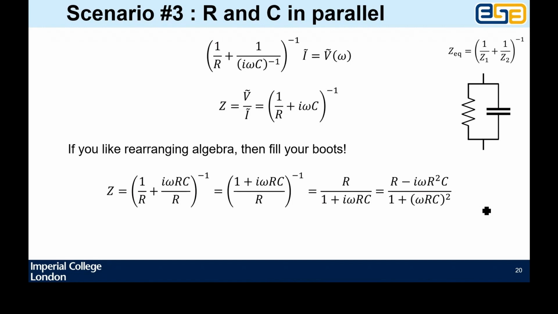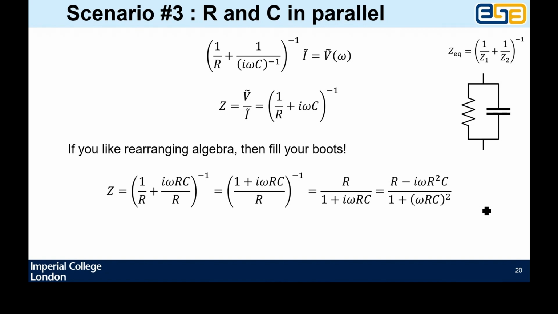We multiply that by what we've currently got, and we get this thing here. And it's very neat that when you multiply something by its complex conjugate, you get this squared plus this squared, but throw away the i. Okay, so we get 1 plus omega RC all squared on the bottom, and the top now becomes R minus i omega R squared C.